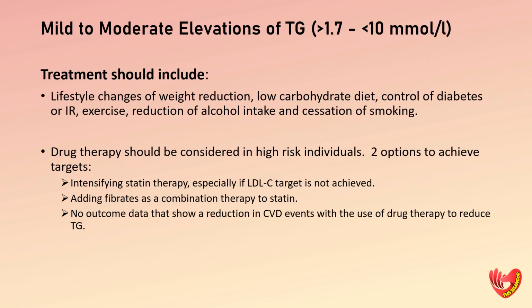Mild to moderate elevations of TG, i.e. greater than 1.7 to less than 10 millimole per liter. Treatment should include lifestyle changes, weight reduction, low carbohydrate diet, control of diabetes or insulin resistance, exercise, reduction of alcohol intake and cessation of smoking. Drug therapy should be considered in high-risk individuals.